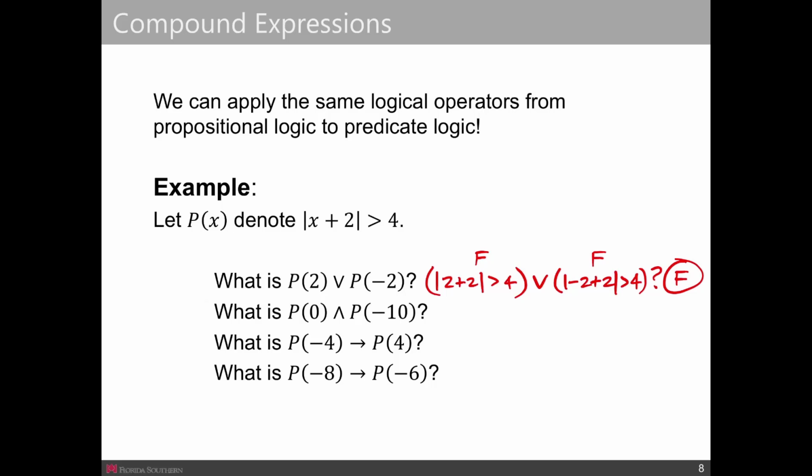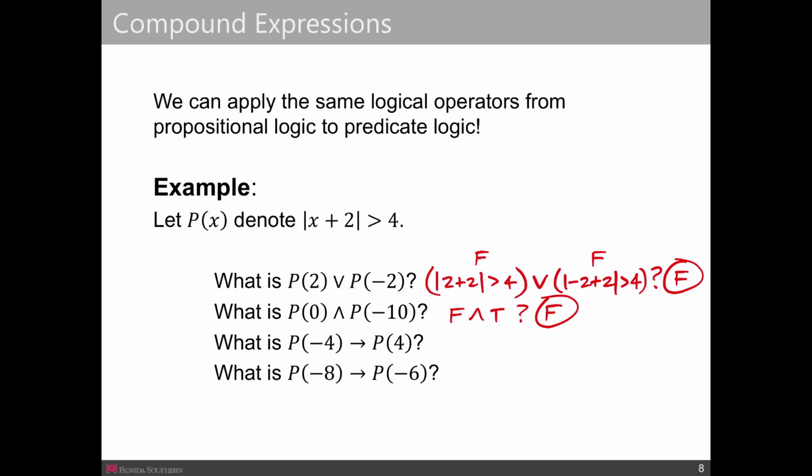Now take a moment, pause the video, see if you can solve for the other 3 questions. Did you figure it out? So P at 0, 0 plus 2 is 2. The absolute value of that is 2. Is it greater than 4? No. So that's false. And I can already tell that this is going to be false because we have a conjunction here and the left side is not true. But negative 10 plus 2, that's negative 8. The absolute value of that is 8. It is greater than 4.